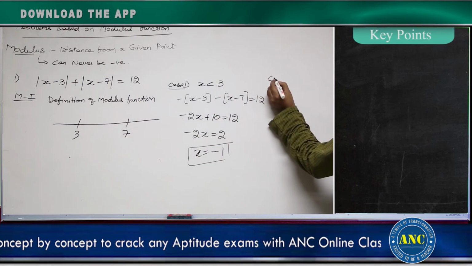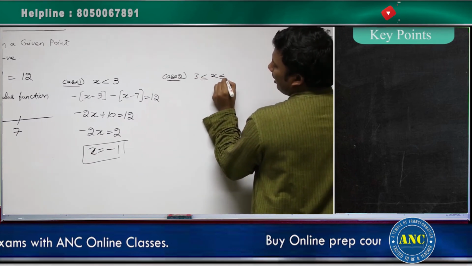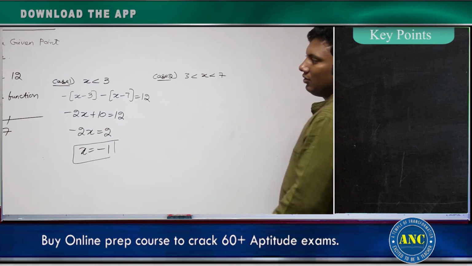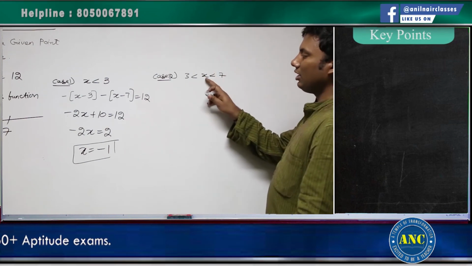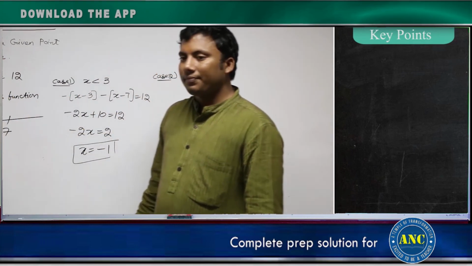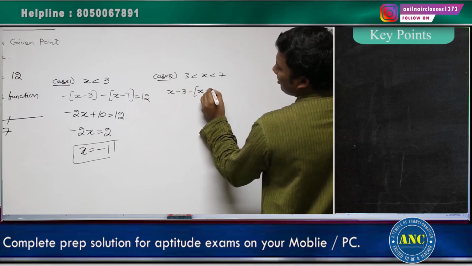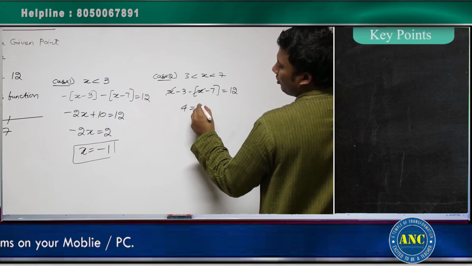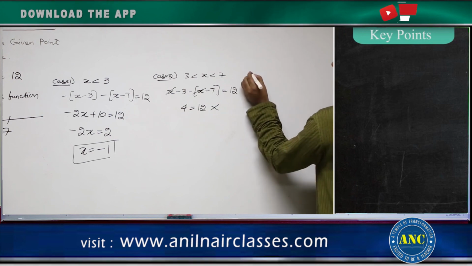Case 2. First listen, then we will solve by the optimal method. 3 is the critical point, right? So we will omit it: 3 less than x less than 7. Take a dummy value, x equivalent to 4. What is 4 minus 3? 1, positive. What is 4 minus 7? Minus 3, negative. So (x - 3) minus (x - 7) equivalent to 12. Minus x plus x, 4 equivalent to 12. Is 4 equivalent to 12? No.